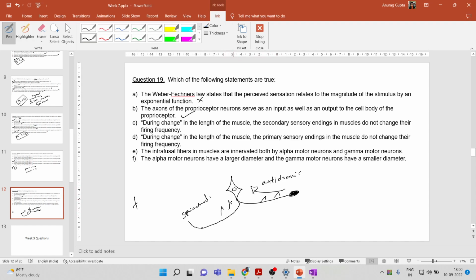So there is some sort of processing that is happening here, and then it conducts action potentials to the spinal cord. So this is orthodromic conduction, which is away from the cell body. So B is a correct option. There is an input as well as an output.